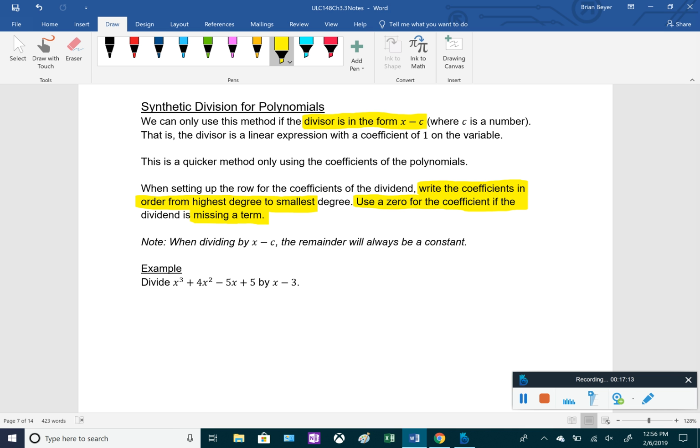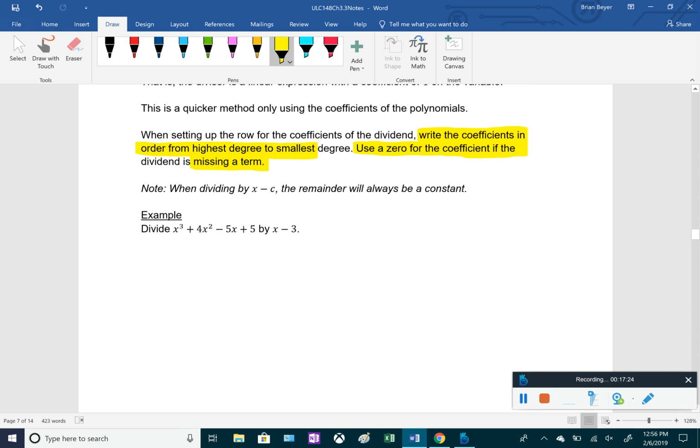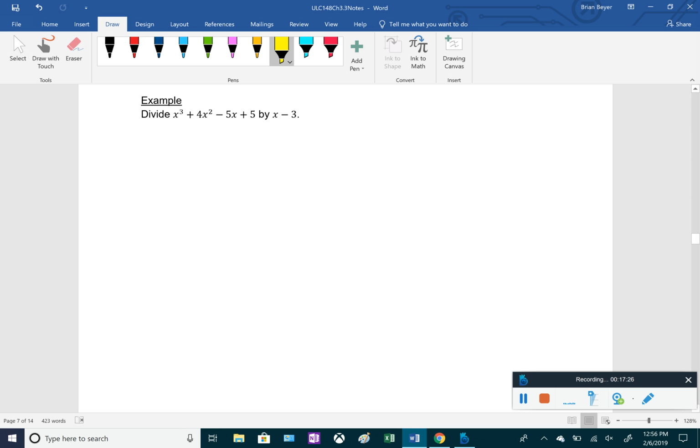Okay, and then for this little note that I put down here, when we're dividing by something in the form x minus c or x plus c, the remainder is always going to be a constant. So the remainder is just going to be a number. So let's see how we do it with just an example here. So we want to divide x cubed plus 4x squared minus 5x plus 5 by x minus 3.